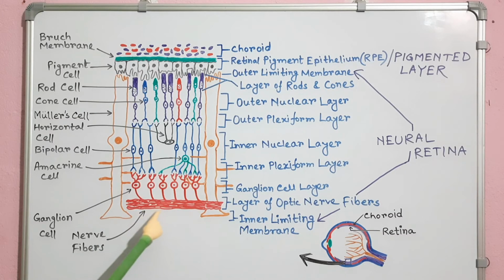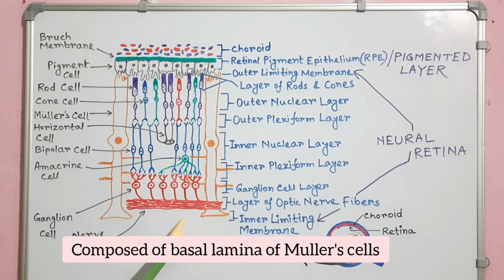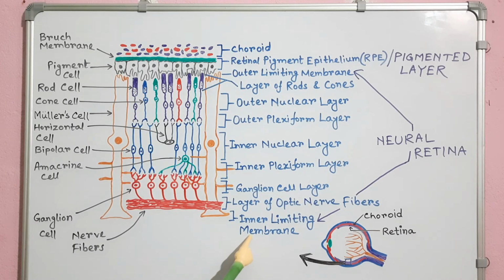Now, these are the processes or axons of ganglion cells and form the layer of optic nerve fibers. These nerve fibers ultimately form the optic nerve. Finally, this is the last layer of retina. It is composed of the basal lamina of Muller cells. This layer is known as inner limiting membrane.